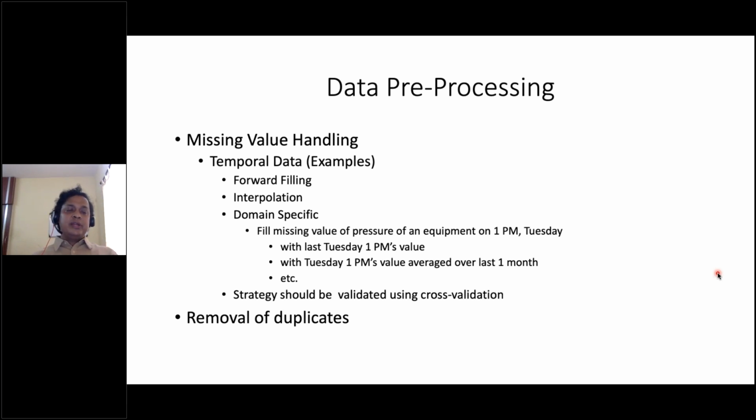These are IoT data, so there would be missing values. If there are missing values, that means probably today's temperature is there, tomorrow's temperature is not there. I need to fill that, correct? So there are different strategies to fill that. We can use something called forward filling. We can use something called domain specific filling, like for example, Tuesday 1 p.m.'s data is not available. What I do is I pick up the last Tuesday 1 p.m.'s data and fill it. Similarly, we may have to remove the duplicates. There could be duplicate data as well.